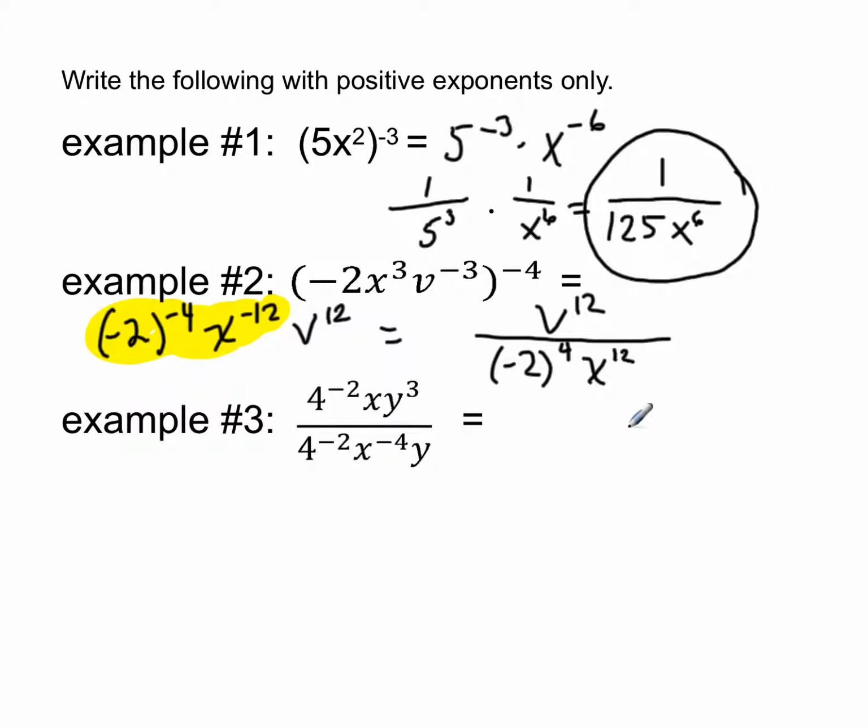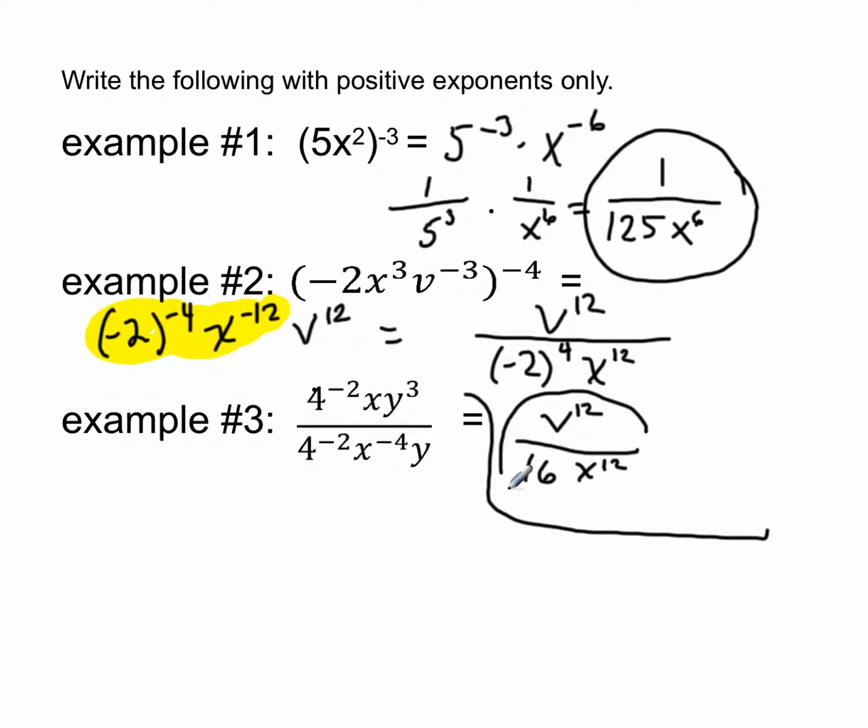If I were going to take that one step further, v to the 12th is my numerator. Negative 2 to the 4th power, well, that's negative 2 times negative 2 times negative 2 times negative 2. So that's going to be 16 positive x to the 12th power. And that is the best way I could express that answer.